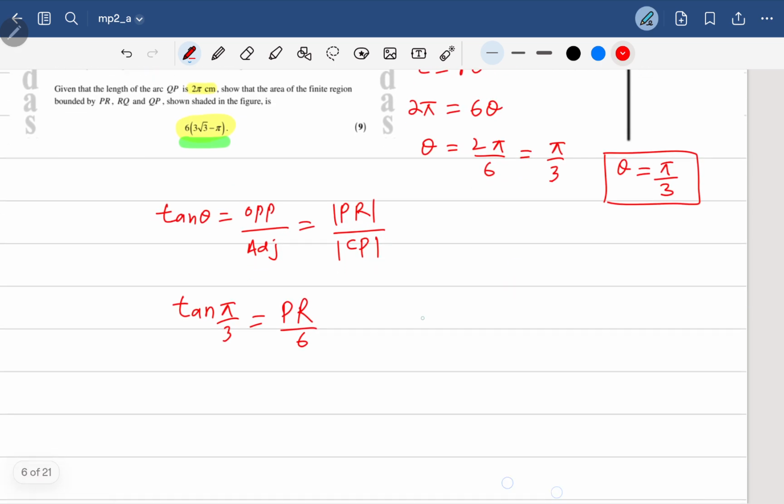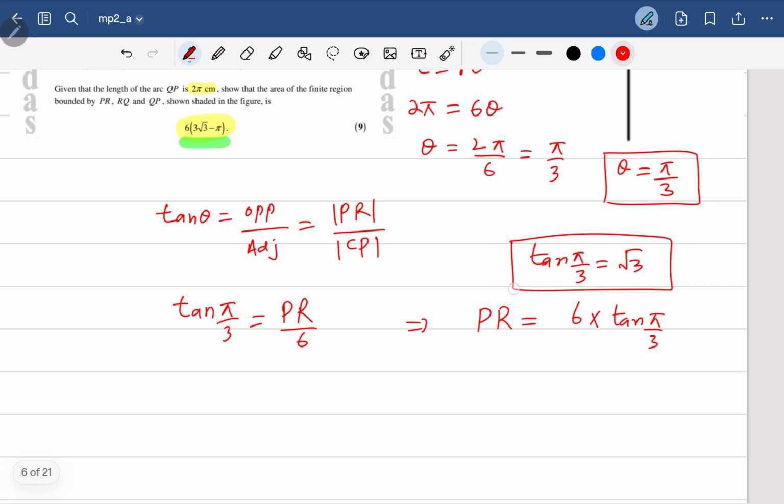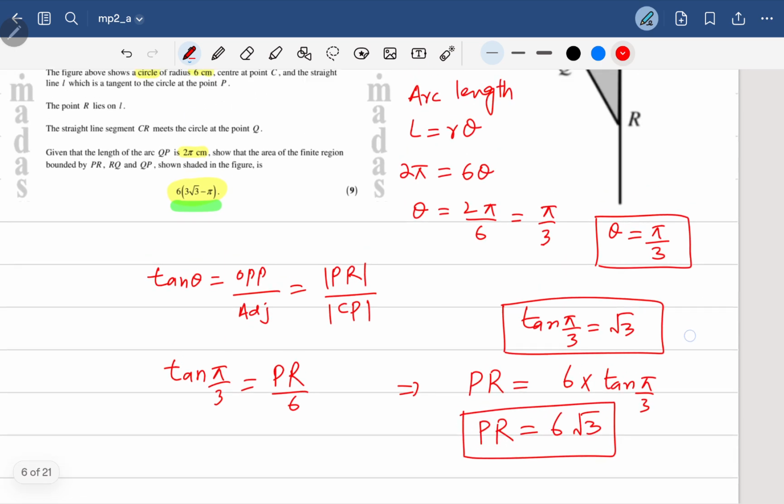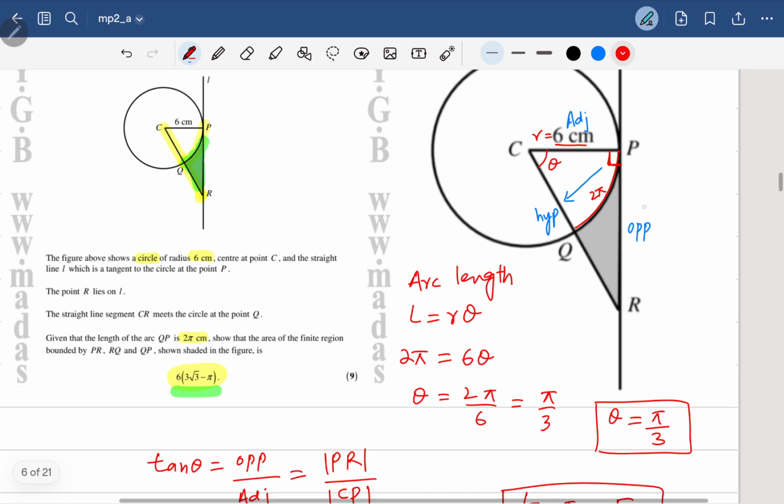So if you multiply by 6 on both sides, then PR will be 6 times tan of pi by 3, and tan pi by 3 is actually, tan 60 degrees is root 3. So we can replace this tan pi by 3 with root 3, so it should be 6 root 3, which is the value of PR. So in the figure we worked out the value of PR, which is 6 root 3.